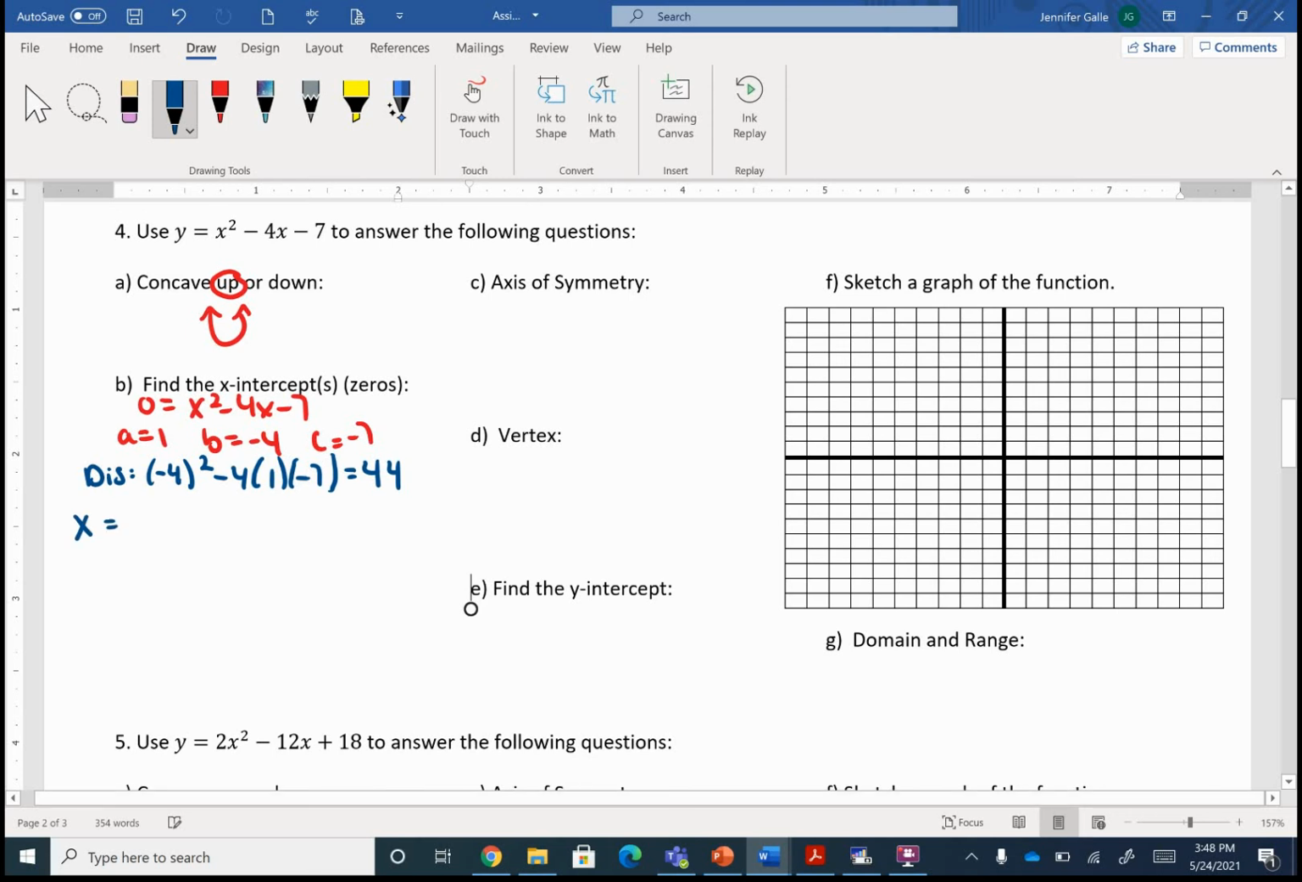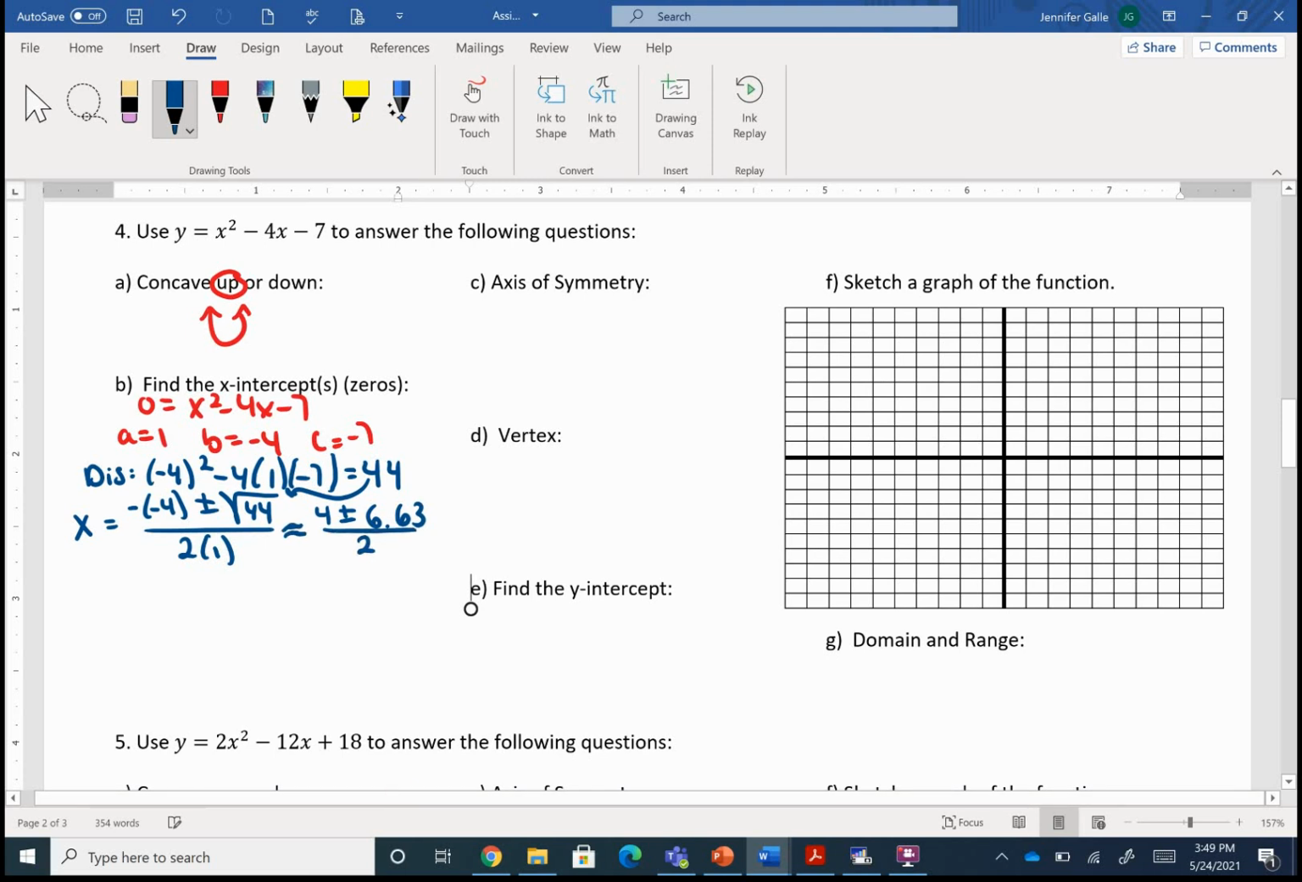So x equals, we have the opposite of b plus or minus the square root of the discriminant, all divided by 2 times a. I'm going to clean this up a little bit. The negative 4 becomes positive. Square root of 44, it doesn't work out pretty. So we're going to go ahead and just round to the nearest hundredths like we've been doing. So 6.63, all divided by 2.